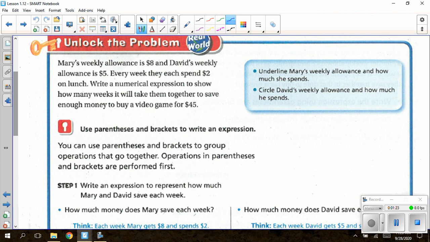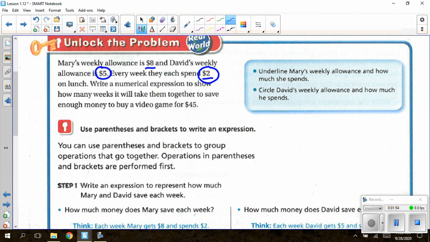So first, let's go ahead and underline Mary's weekly allowance and then how much she is spending. So we know that Mary gets an $8 weekly allowance and she's going to spend $2 of that allowance. Now let's work with David's. So we're going to circle David's weekly allowance and then how much he spends. So we know for every week, David gets $5 and he spends $2 of that.